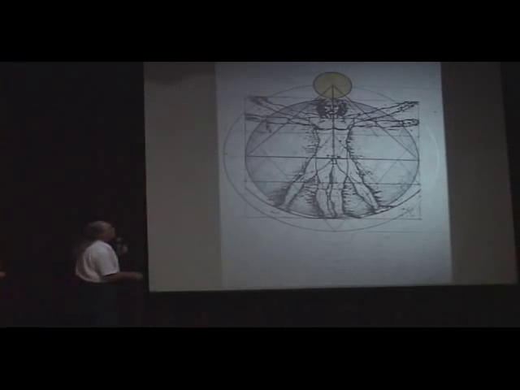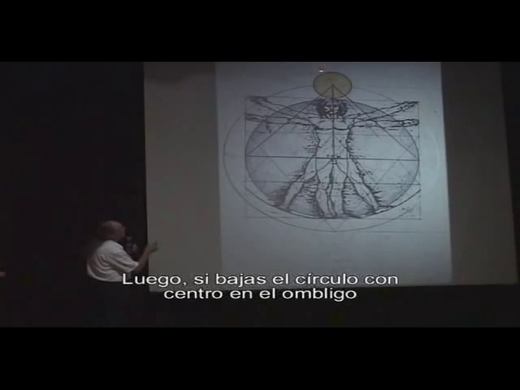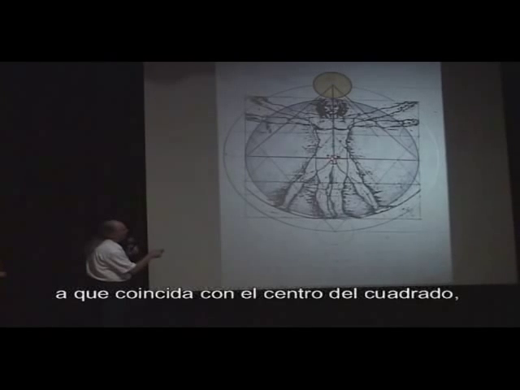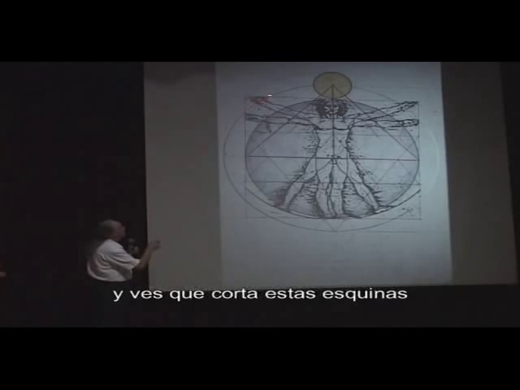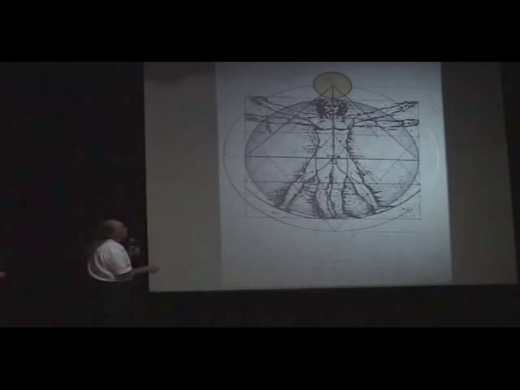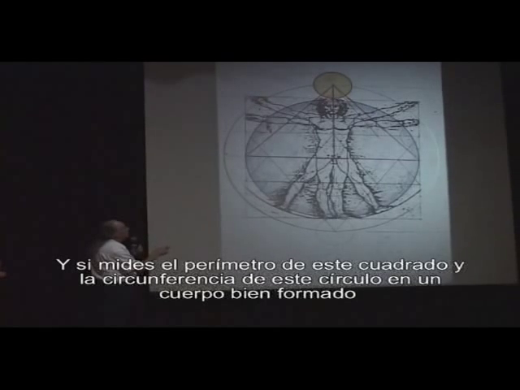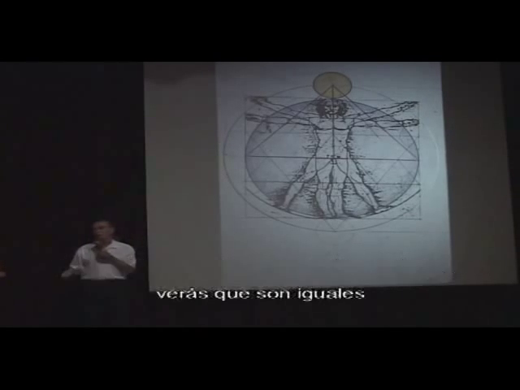And if you then move this circle that's at the navel, and you just bring the whole thing down to the same center as the square, then you get the circle here. And you see how it cuts that corner, just that little bit right there, and it cuts it right there, and right there, and right there. And interestingly enough, if you were to measure the perimeter of this square that fits around the body, and then you were to measure the circumference of that, if you have a perfectly formed body, they're the same.